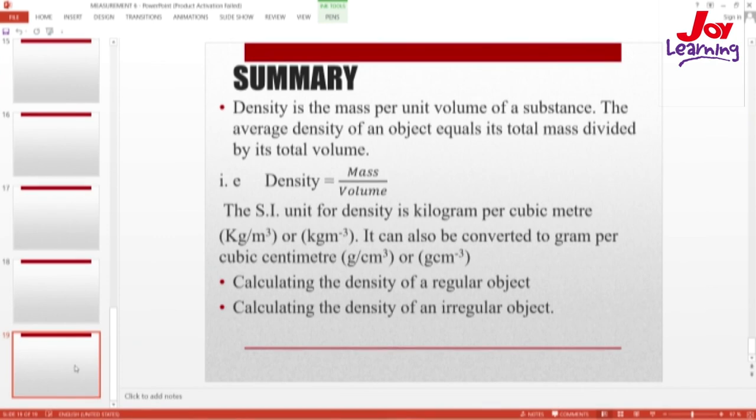I hope you don't forget that anytime you are calculating density, if mass is given in grams, volume should be in cubic centimeters. If mass is given in kilograms, volume should be in cubic meters. We also looked at how to calculate the density of a regular object and also of irregular objects. I hope you enjoyed today's lesson.